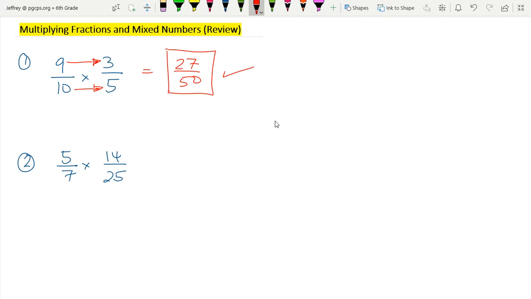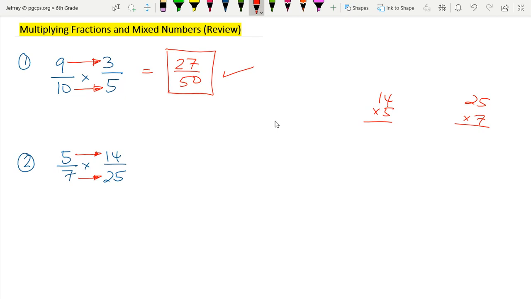Now, number 2. Let's do 5/7 times 14 over 25. So here's the thing. If you multiply this straight across, that means you need to multiply multi-digit numbers. So that means you need to multiply 14 times 5, and you need to multiply 25 times 7. Now, you don't have time for that, right? Well, if you do, then do it. If you don't, there's another way.